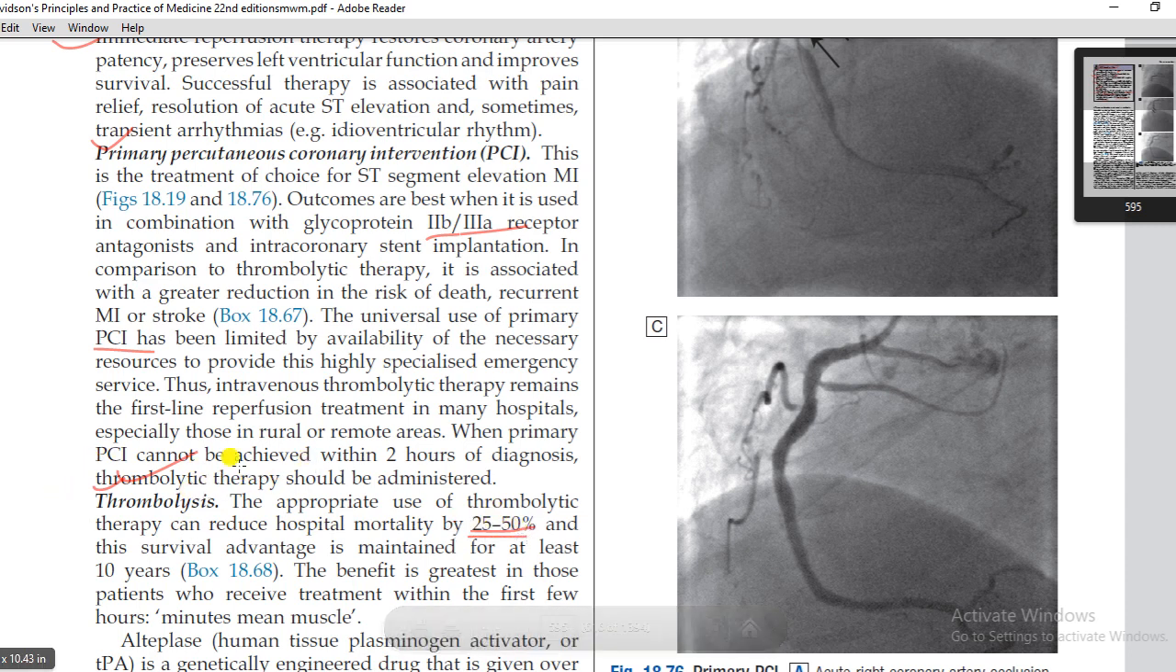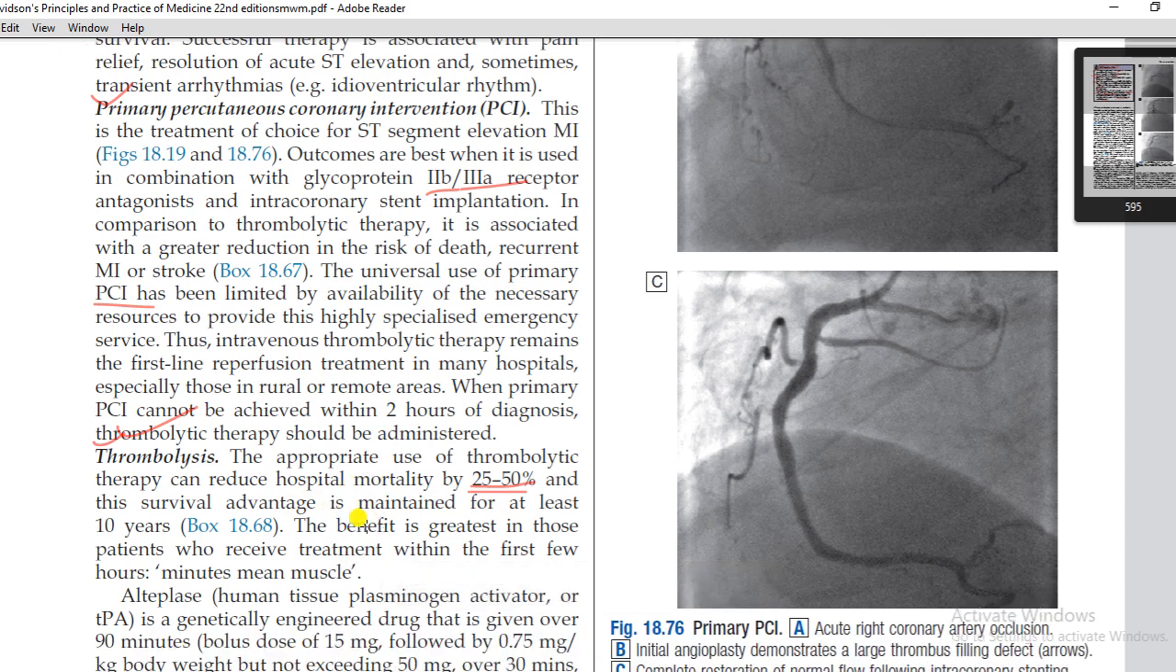So thrombolytic therapy is given when primary percutaneous intervention cannot be achieved within 2 hours of diagnosis. In that particular time period, they should do the thrombolytic therapy, and it reduces the hospital mortality by 25 to 50%, and the survival advantage is maintained for at least 10 years.